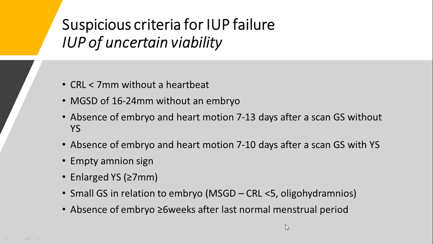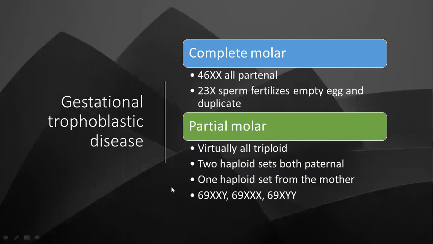We mentioned oligohydramnios, but we also mentioned that there are some pregnancies, according to literature, which eventually became viable. So we are also not certain about viability. And absence of embryo after 6 weeks. According to literature, after 6 weeks from last menstrual period, on transvaginal ultrasound scan, we are supposed to see an embryo. So if we don't see it after 6 weeks, then we are also not certain about viability.